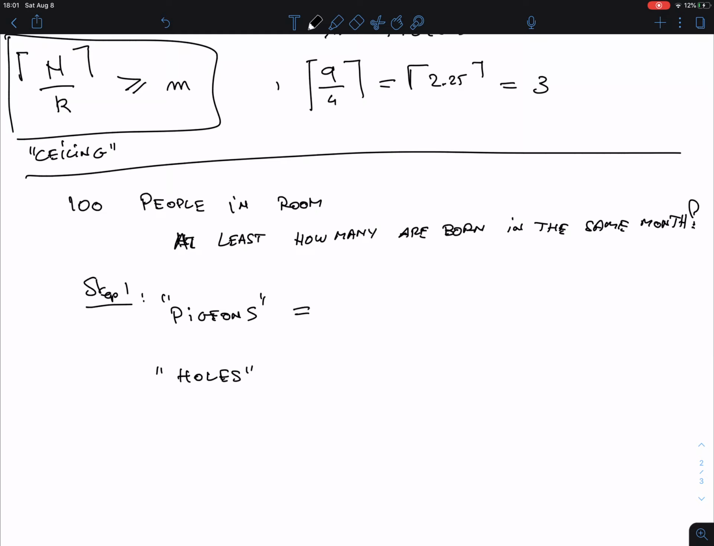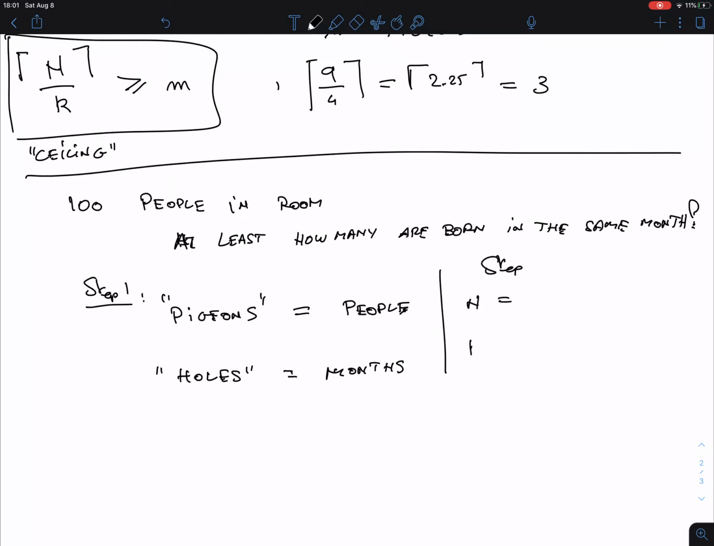Okay, what are the pigeons? Well, the pigeons are the people in the room, right? And what are now the holes here? Those are the 12 months, the months of the year. Because I'm gonna think of every person and basically ask, what month were you born? Okay, think of it that way. So that's step one.